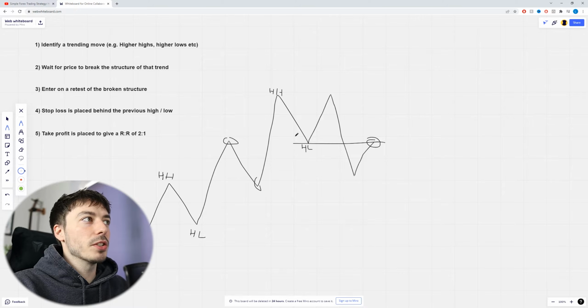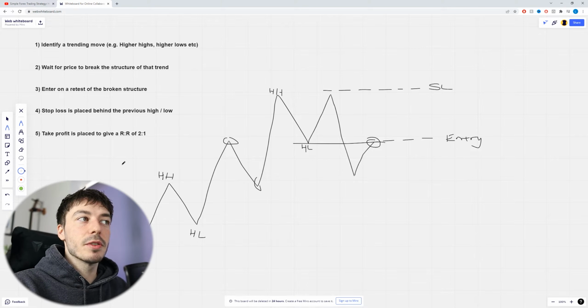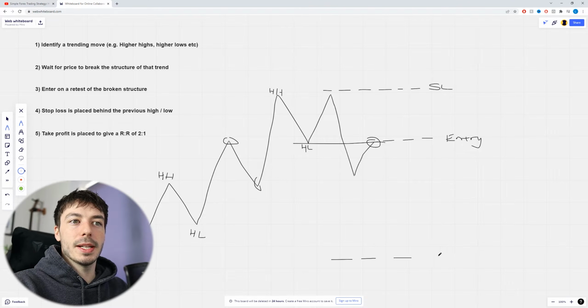So at this point when we are entering the trade, step 2 is wait for price to break the structure of that trend, and then step 3, enter on a retest of that broken structure. So like I say, essentially we just enter as price retests that broken point. Stop loss is placed behind the previous high or low. So in this example, the stop loss would be up here. This would be our stop loss, and this would be our entry. And the take profit is placed to give a risk to reward ratio of 2 to 1. So our take profit would be all the way down here.